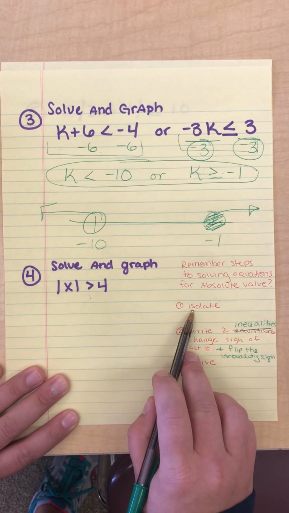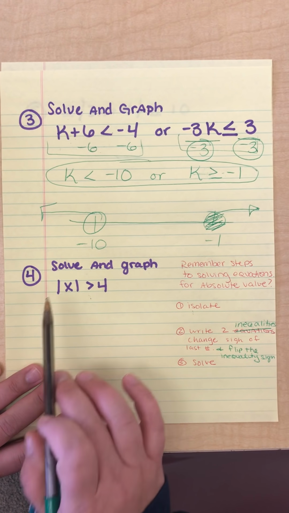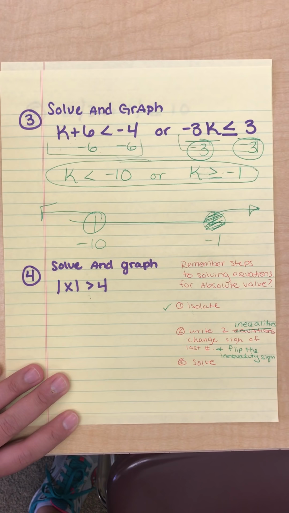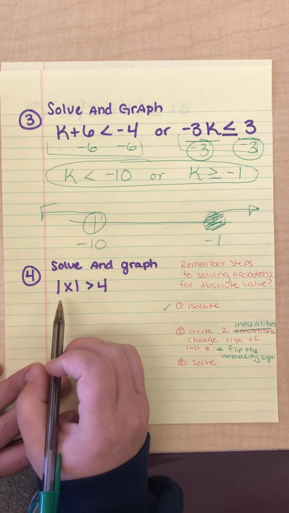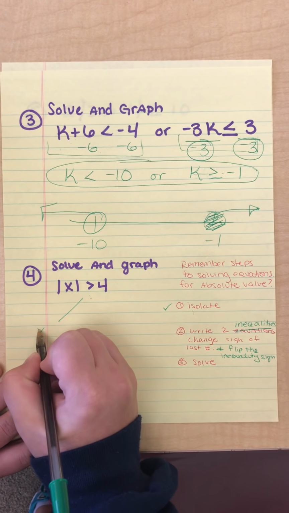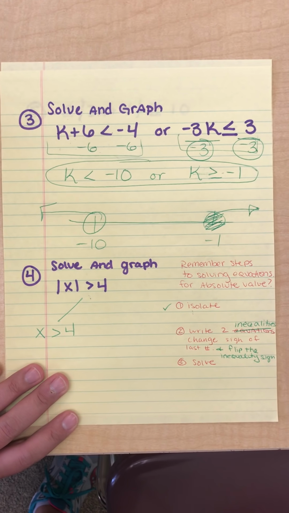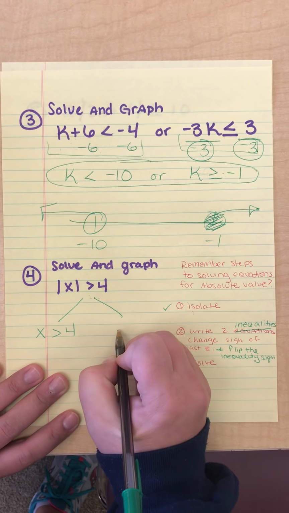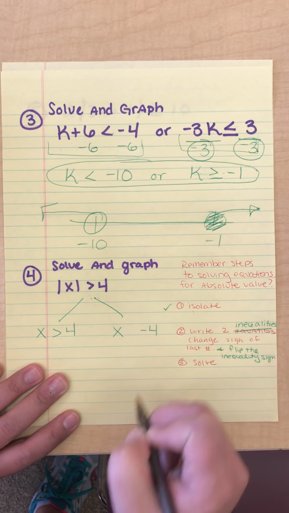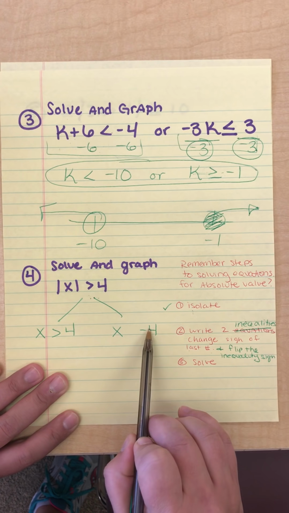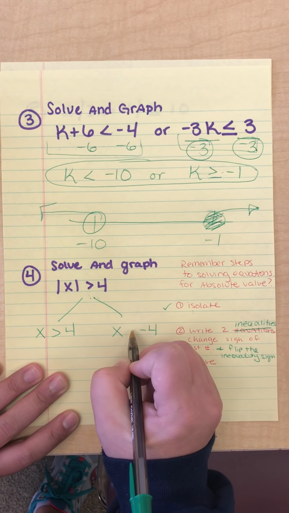Okay, so what that's going to look like. Step 1, we're going to isolate the absolute value. Yep, done. It's isolated. So check, we did step 1. Step 2, we're going to write our 2 inequalities. First inequality is going to be x is greater than 4. So I got rid of the absolute value signs. I wrote my first inequality. My second one, and make that a negative 4. Okay, so we change the sign of the last number, and we have to flip the inequality symbol.